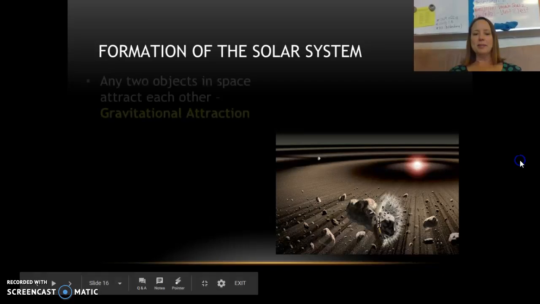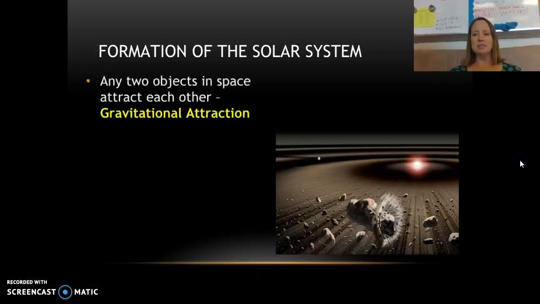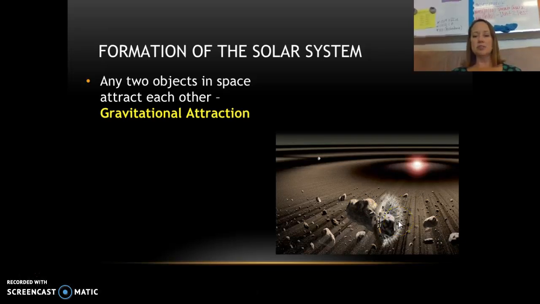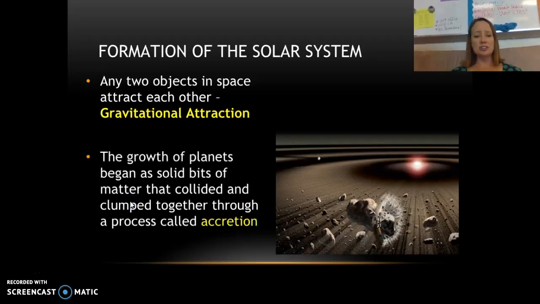So the way that happens, any two objects in space, no matter how big they are, have gravity. The larger they are, the stronger the force. So all of this matter that was in these rings started to attract each other. They would collide, clump together, became larger and larger until they were planets. This whole process is called accretion.